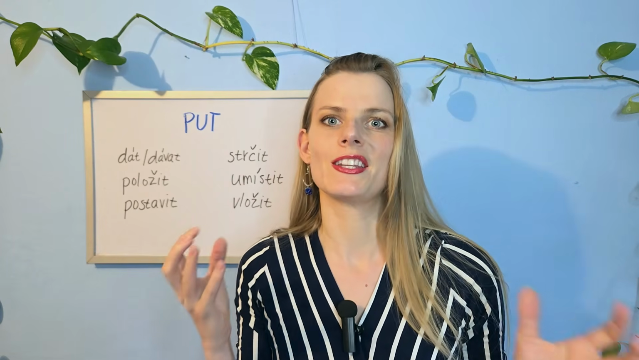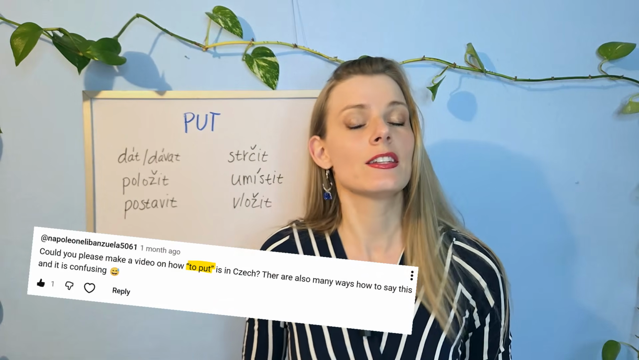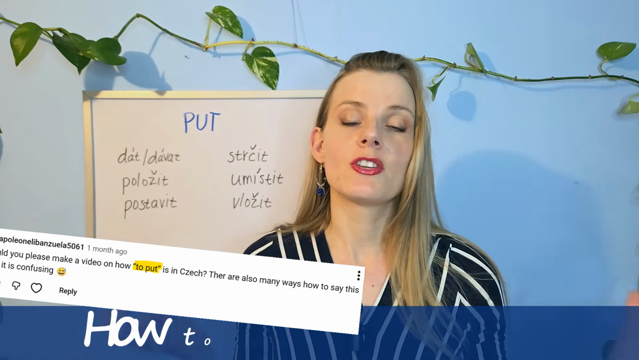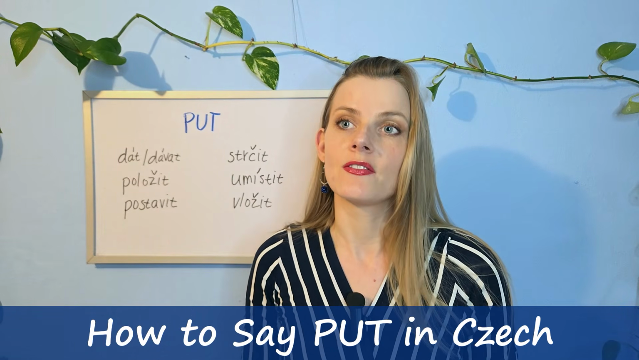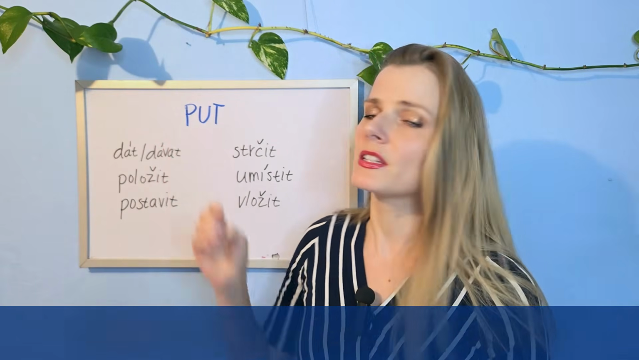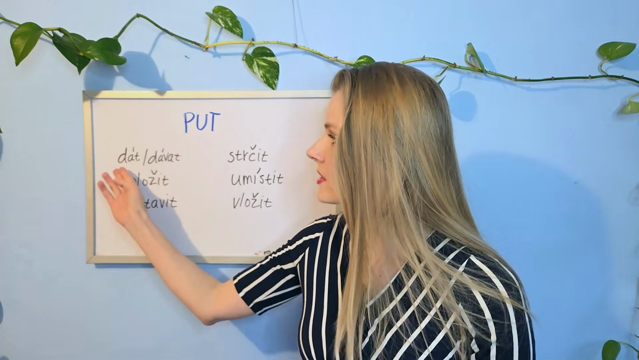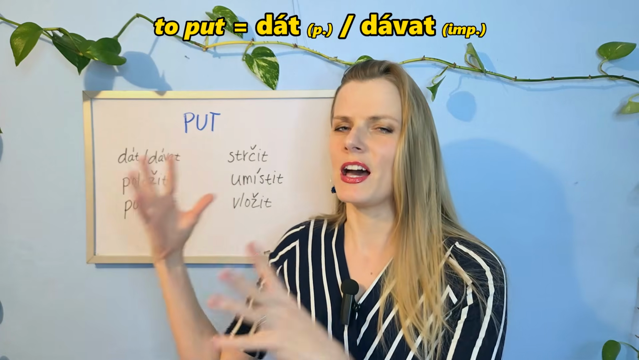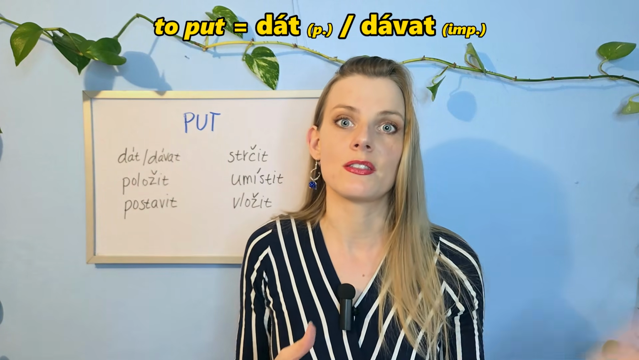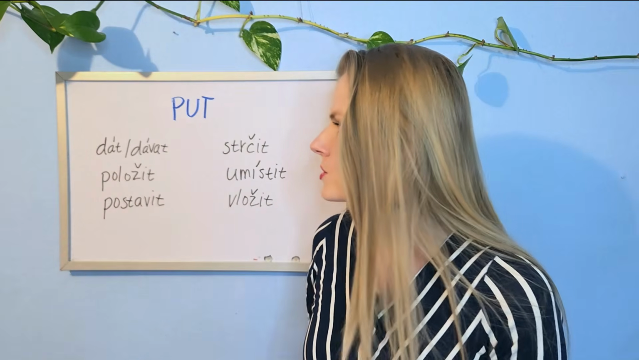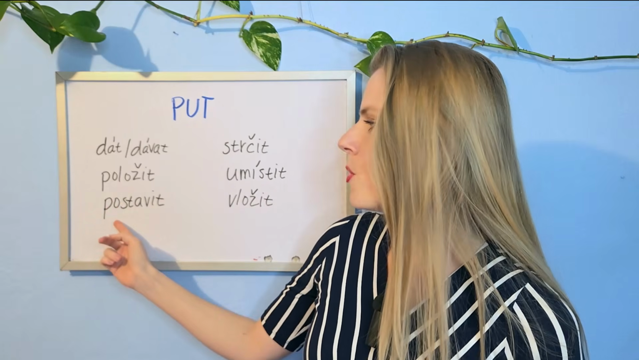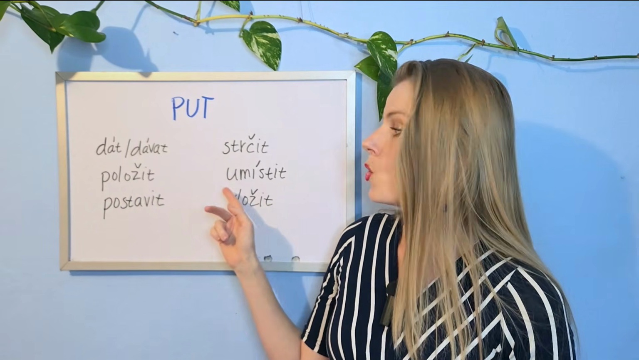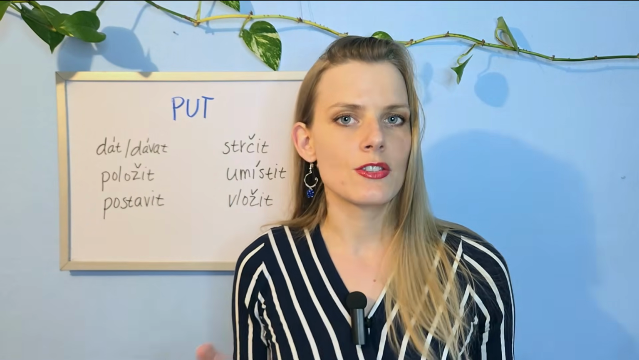Today we're going to take a look at how to say to put in Czech. One of you suggested this topic and today I am going to show you common Czech verbs that we can use to translate the verb to put. The verb put in English is quite universal and very frequent. In Czech, we have the perfect candidate to pair up with this, and that is the verb dát or dávat. Dát is perfective, dávat is imperfective. Very common. But we could also use položit, postavit, strčit, umístit, or vložit in certain contexts.